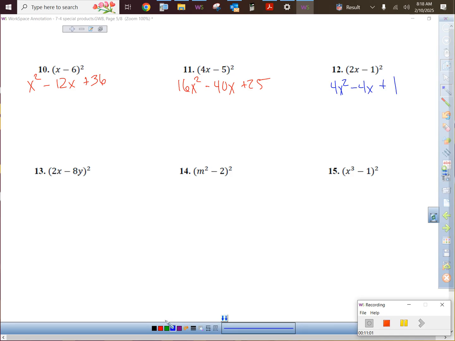So square the first guy, 4x squared. The product of those is negative 16xy. I need twice that, so negative 32xy. And then square the last guy, 64y squared.